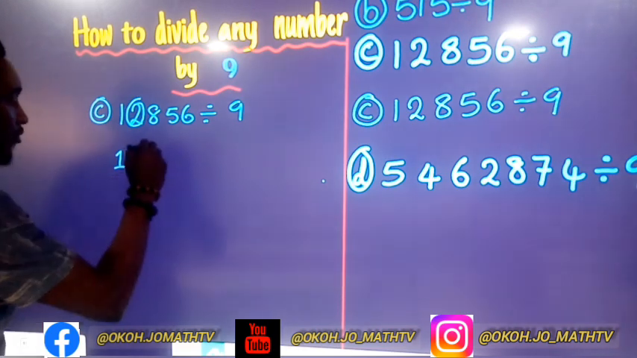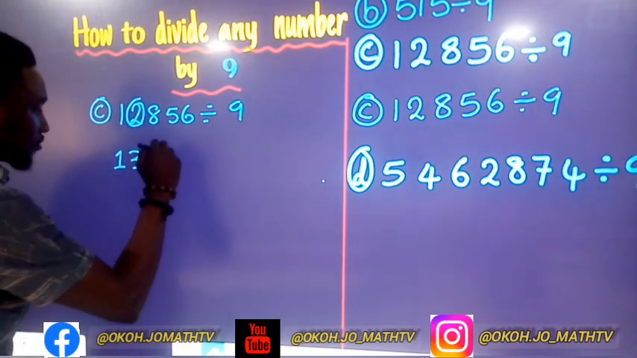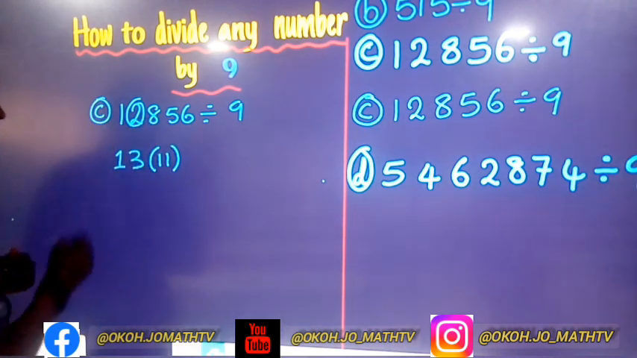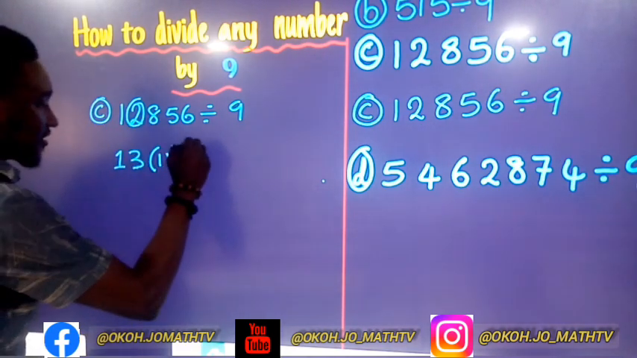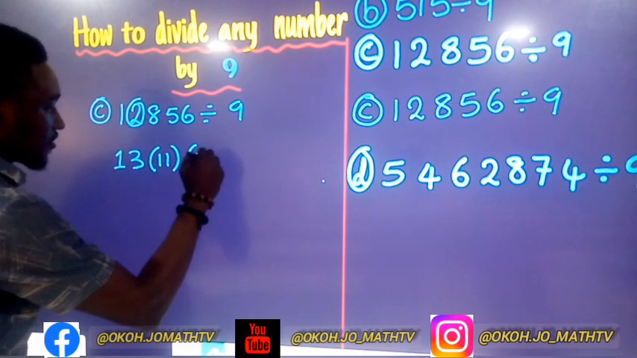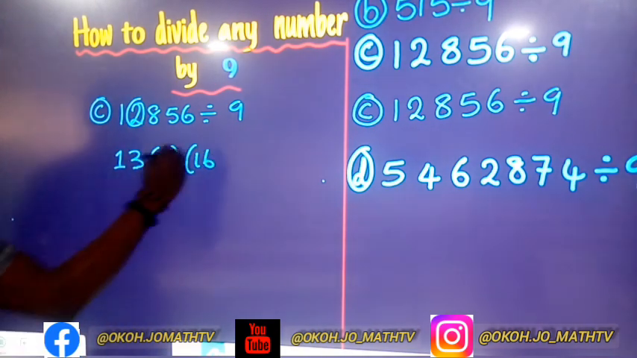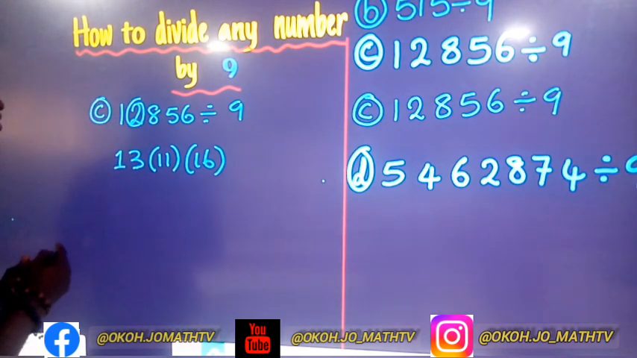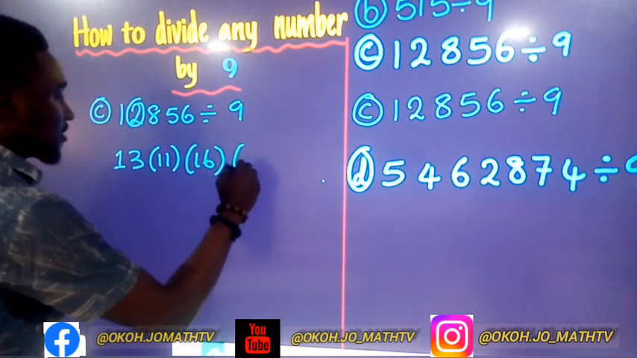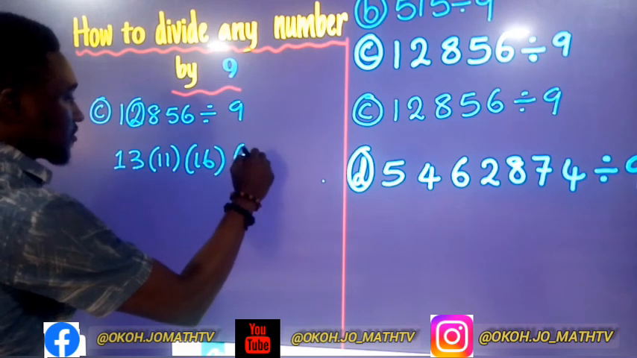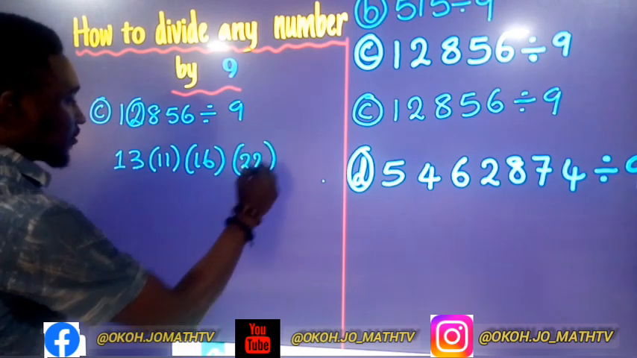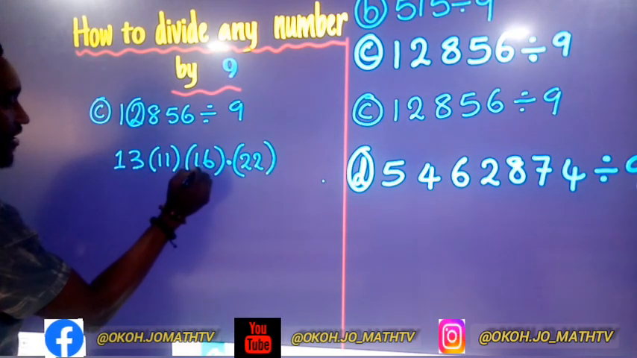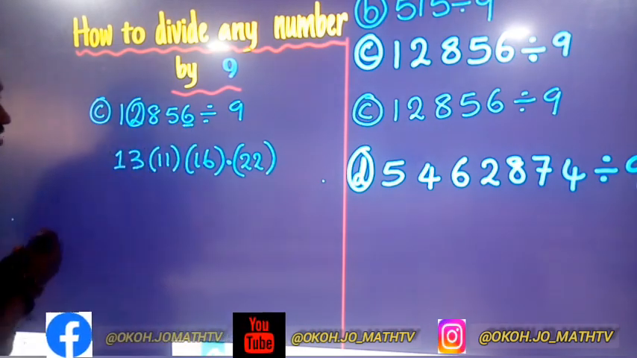11. Now, look at what I'm going to do. I want to put the 11 in brackets. Then 11 plus 5 is 16. I still put it in brackets. Then 16 plus 6. 6 plus 6 is 12. So we have 22. Now, remember there should be a decimal point here because this last digit 6, which we added to 16, is 6.